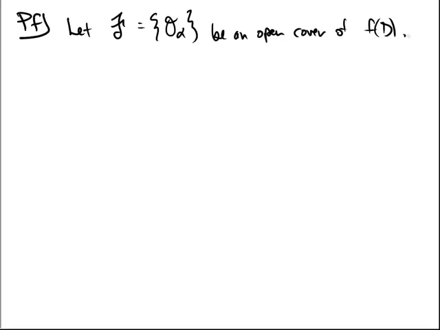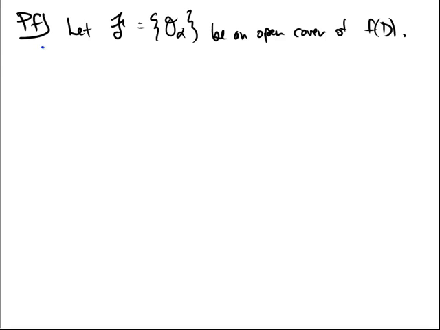Let F equal the set of O alpha, arbitrary sets, be an open cover of f of D. Remember, that was the image of that domain. We want to show that it is compact, so we're letting F be an arbitrary open cover of f of D. We need to show that F has a finite subcover.